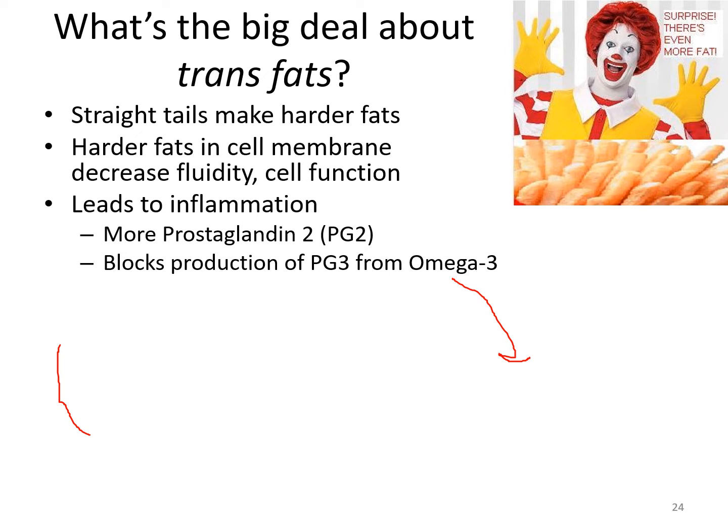Also, to add insult to injury here, trans fats are going to decrease the production of prostaglandin 3. Prostaglandin 3 is made primarily from the omega-3s, and so prostaglandin 3 is anti-inflammatory. So normally prostaglandin 2 and 3 are balanced out to have just the right amount of inflammation, but when you eat trans fats, you have more pro-inflammatory and fewer anti-inflammatory molecules, right?